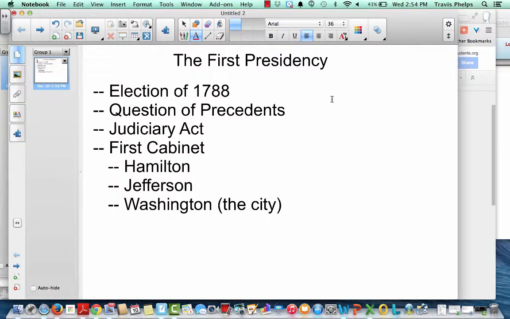Now, Washington faced challenges that no other president would ever have to face. How do you exactly be a president? Now, we have an idea of this in 2014 because we've been doing it for over 200 years, but back then, back in the 1780s and 1790s, this was extremely new.